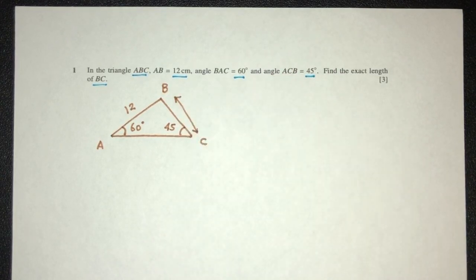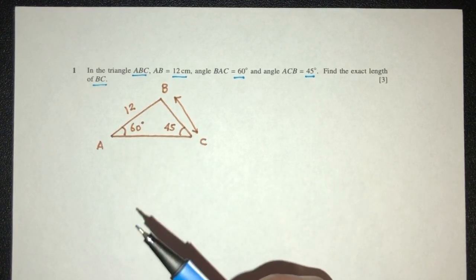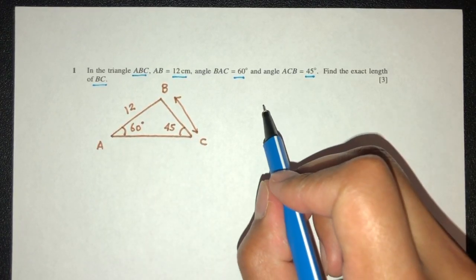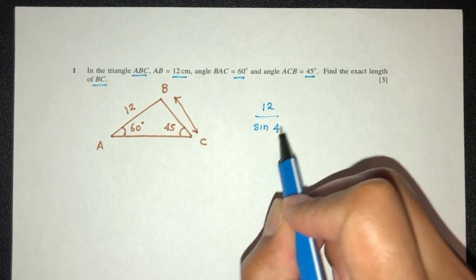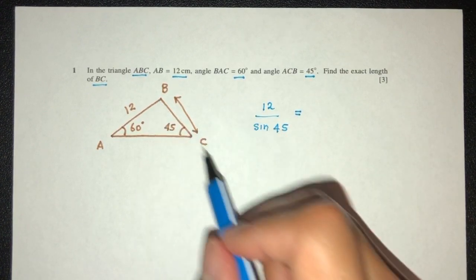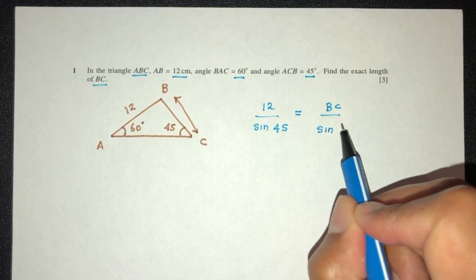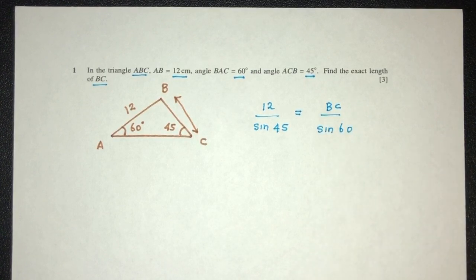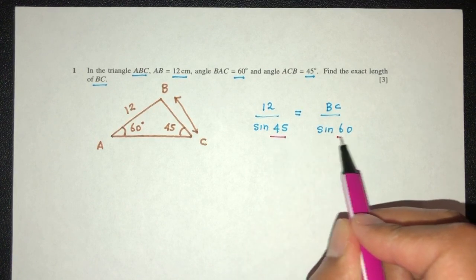So pretty easy. In this case, since we know the two angles, we know this side, we can use the sine rule, right? So we have 12 over the sine of 45 have to equal to what value? Here we have BC, we don't know, over sine of 60. Now obviously here we are trying to find the exact value, so we have to know the exact value of this and the exact value of this.